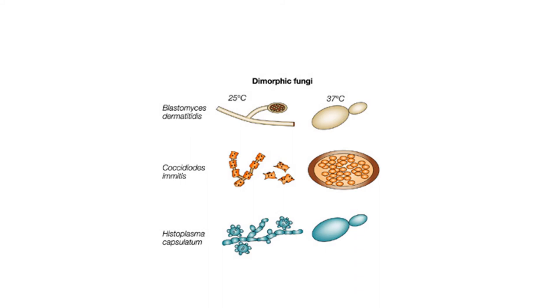This picture shows the various dimorphic fungi. At 25 degrees Celsius, the dimorphic fungi exist as molds. Molds are multicellular forms and they are arranged as long tubes with cells attached end to end called hyphae. At 37 degrees Celsius, they exist as yeasts. Yeasts are unicellular cells and they reproduce by budding.